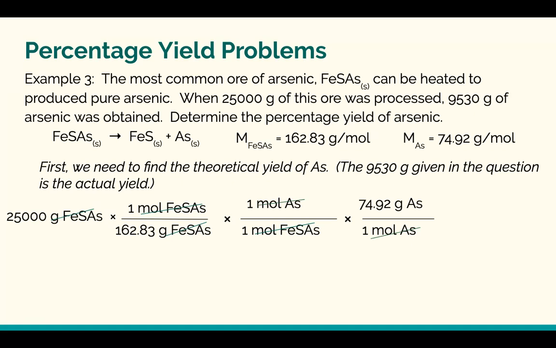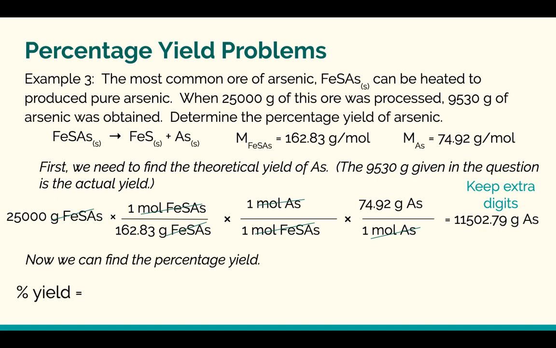So when you do that calculation, you get 11,502.79 grams of arsenic. Now that we have the theoretical yield, we can calculate the percent yield, remembering to keep a couple extra digits. So percent yield is actual over theoretical times 100%.